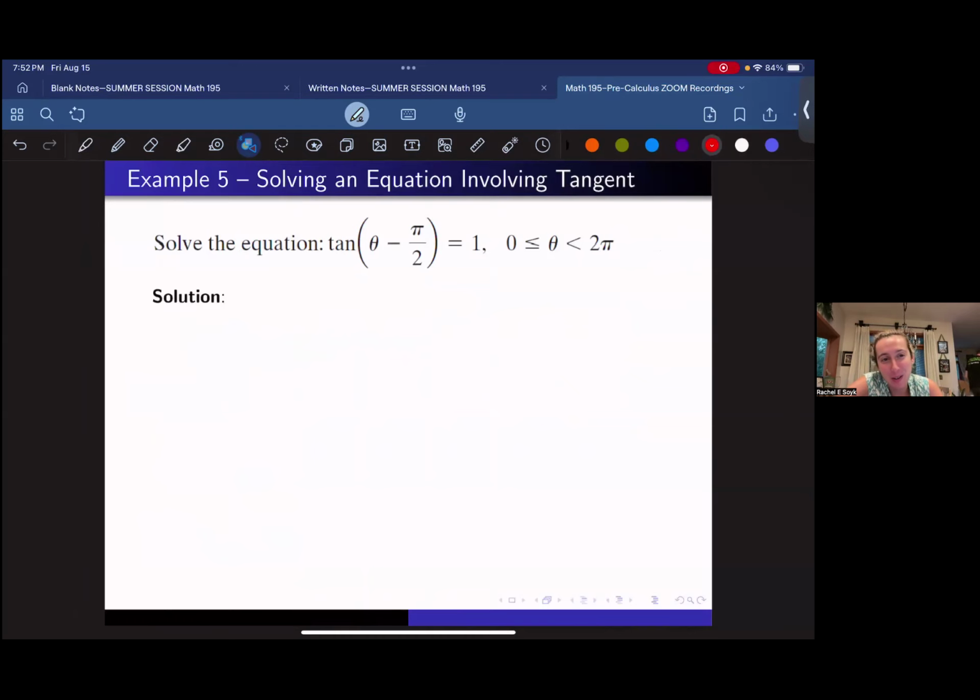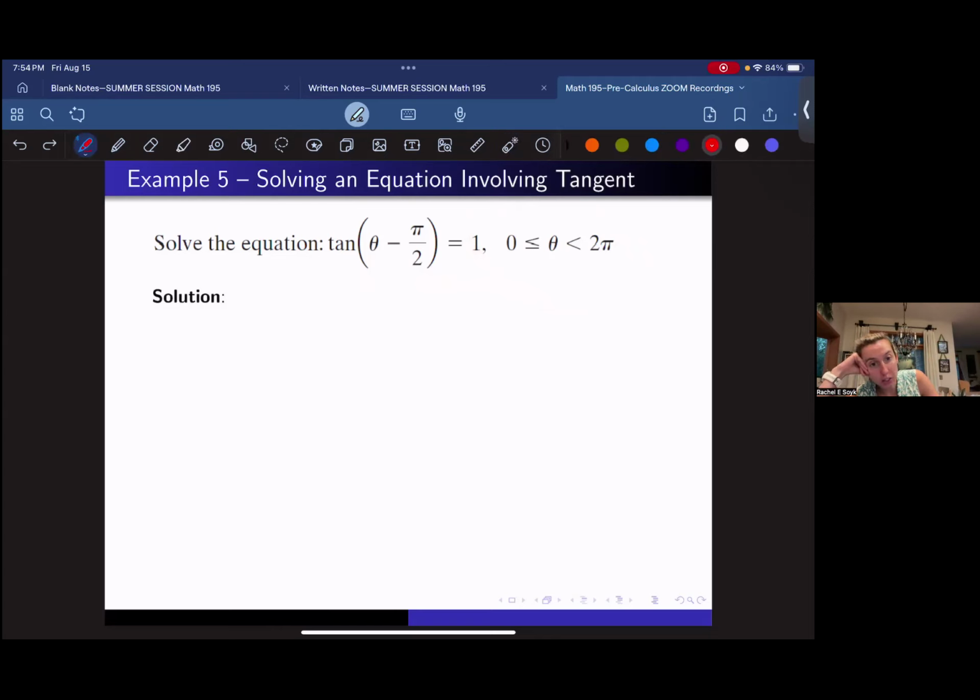So now let's move on to our example 5. With this example 5, we are asked to solve this cofunction identity. Tan of theta minus pi over 2 is equal to 1. And once again, yes, we're given bounds, so we have definite solutions here.